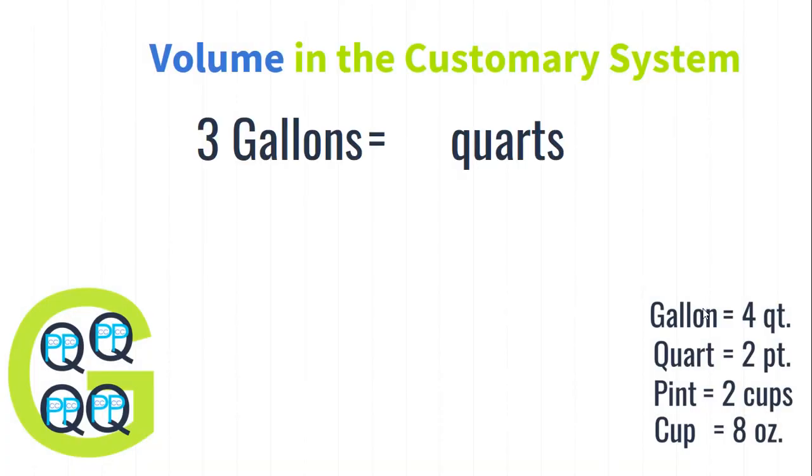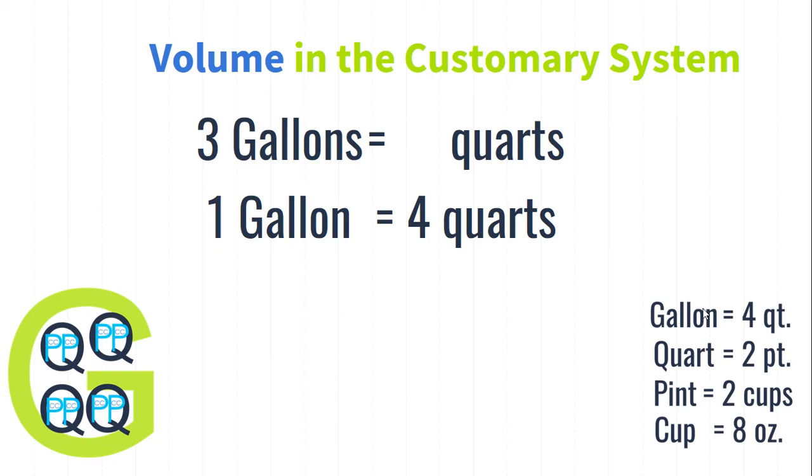So what this would look like is if we have 3 gallons, how many quarts do we have? Well, first we should ask ourselves, if I have 1 gallon, how many quarts do I have? If I have 1 gallon, I have 4 quarts. So since I have 3 gallons, I need to think, if 1 gallon has 4 quarts, then for each gallon, I'm going to have 4 quarts. So 4 plus 4 plus 4 gives us 12 quarts, or that can also look like 3 times 4 is 12 quarts.